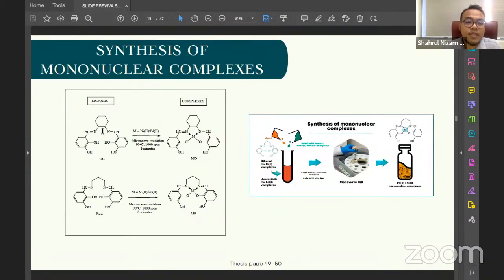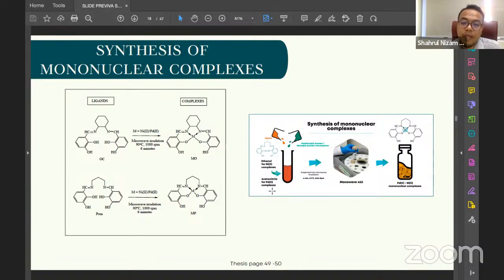Like this one, for this kind of ligands, we can form mononuclear complexes from OC, and we can form also mononuclear complexes from PRAN. Synthesis of mononuclear complexes: the ligand plus the salt of your metal. It can be nickel salt, palladium salt, or palladium or nickel salt. And then we put acetonitrile for palladium.